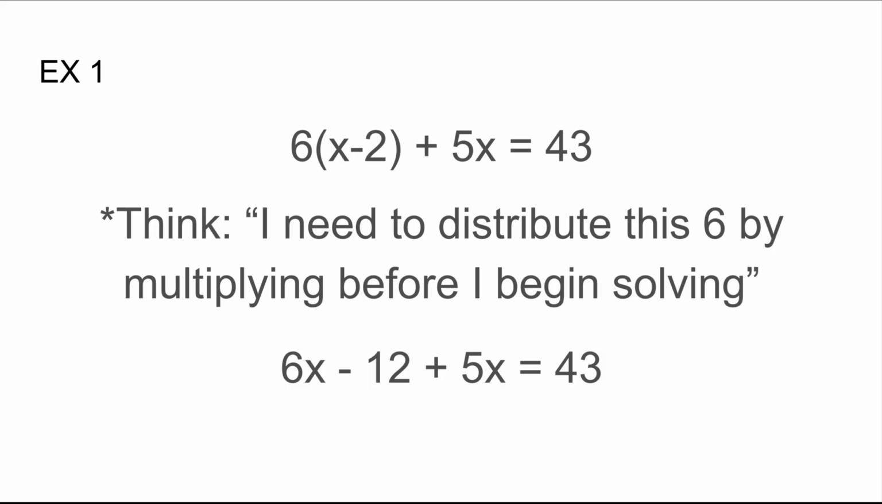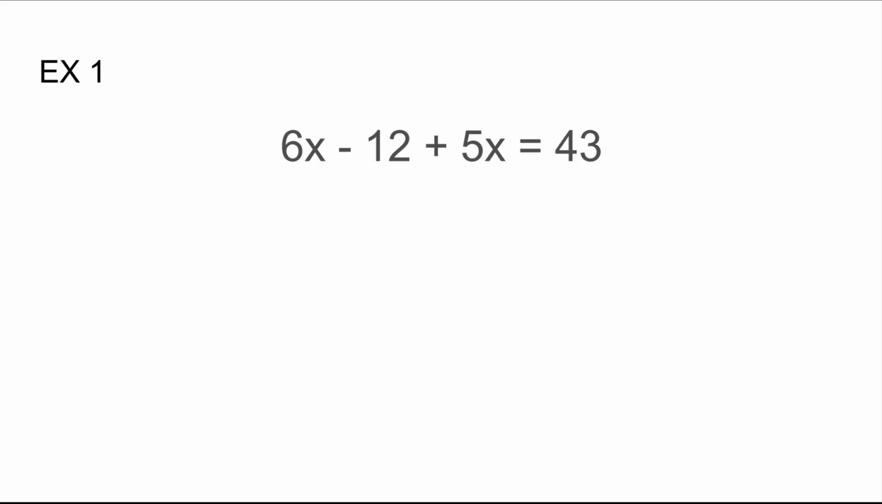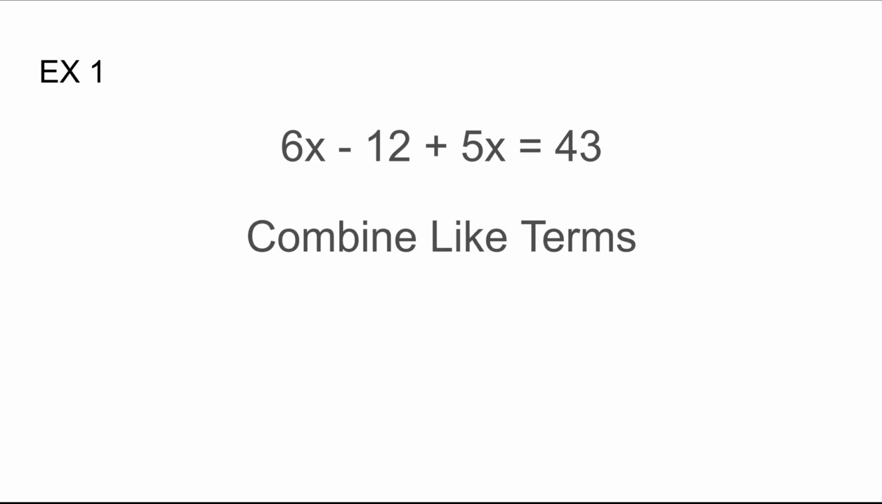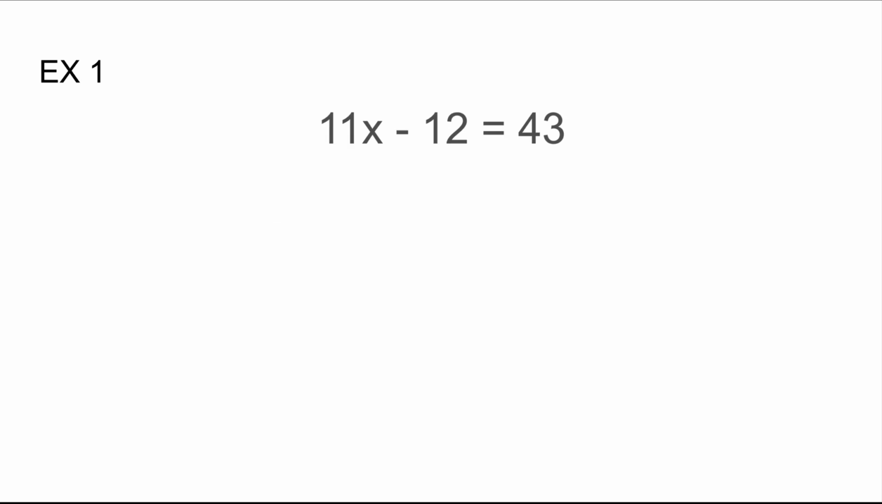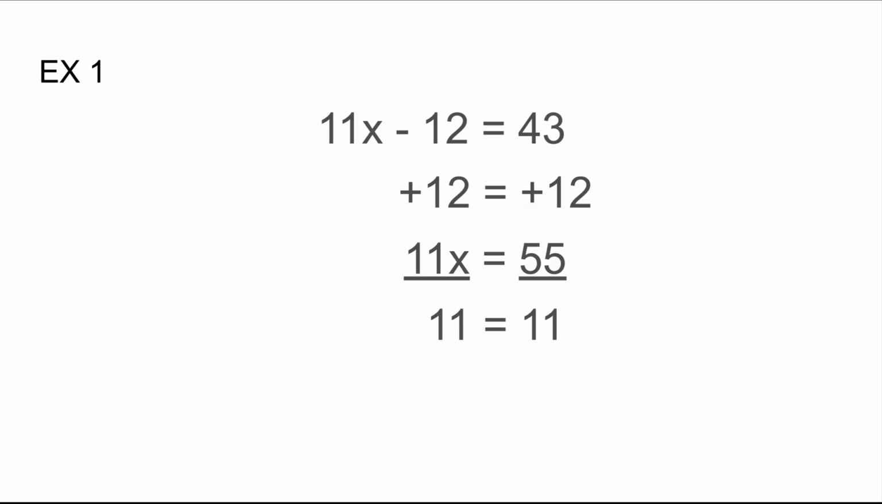The like terms that we have to combine here are the 6x and the 5x. They're both positive, so it makes 11x minus 12 equals 43. Once we have this, we can start solving for what x equals. We're going to add 12 to both sides. 11x equals 55. Right now, 11 is being multiplied times the x. We're going to do the opposite and divide by 11 on both sides. And then we have 55 divided by 11 equals 5.